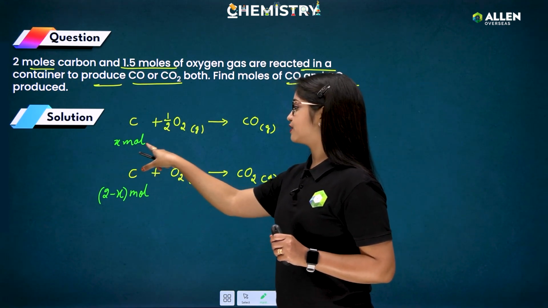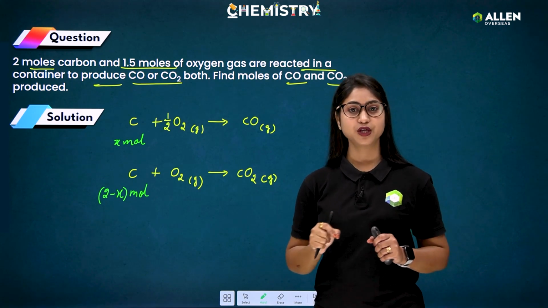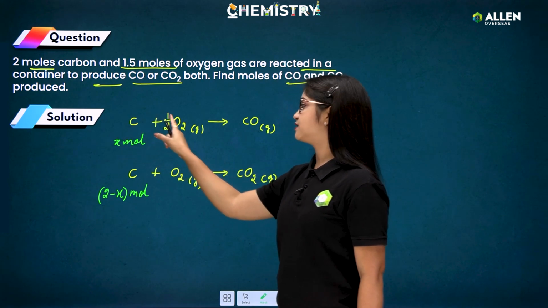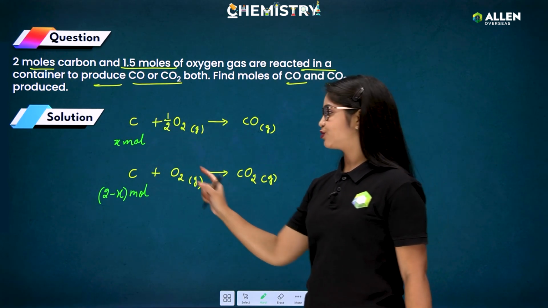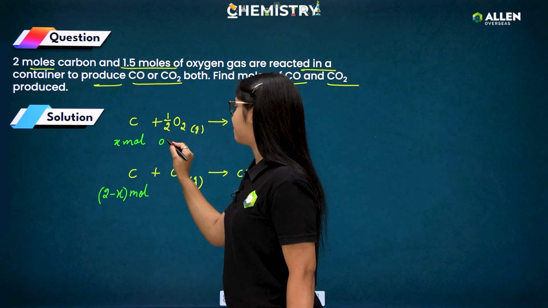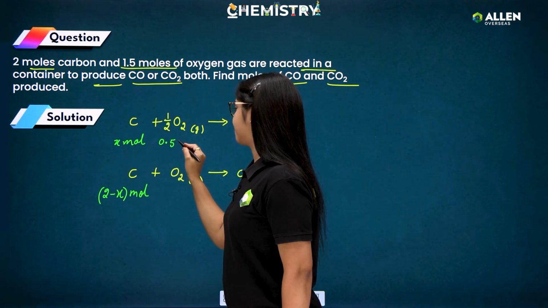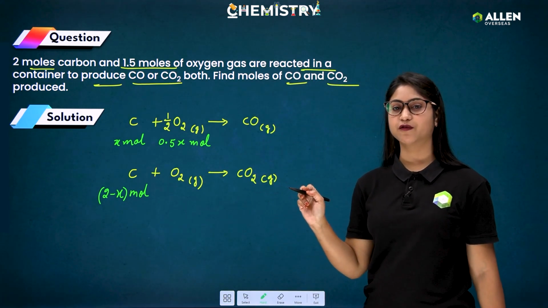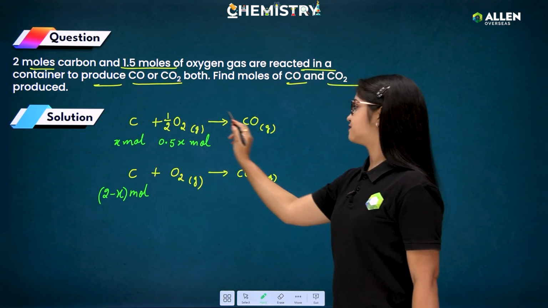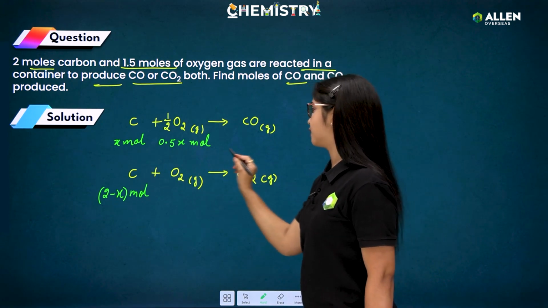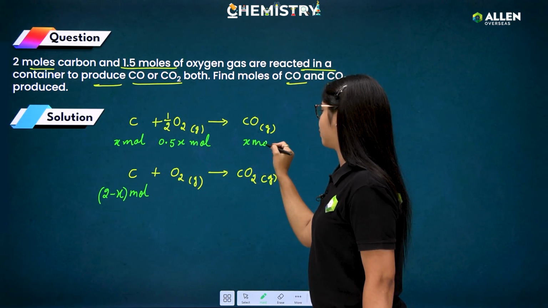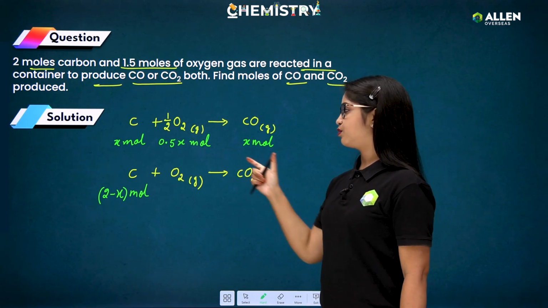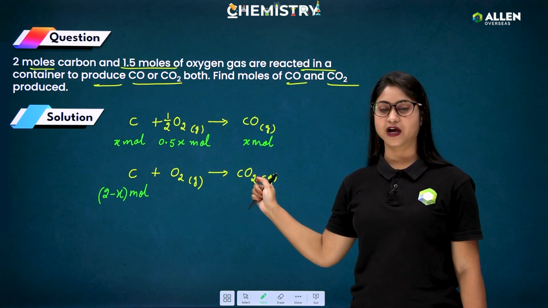Now, with respect to this X, how much oxygen will be used in this chemical reaction? You can see that 1 mole of carbon is reacting with half mole of O2, so X mole will be reacting with half X, that means 0.5x mole of oxygen. And how much CO will be formed? 1 mole of carbon forms 1 mole of CO, so X mole of carbon will form X mole of carbon monoxide. These are the moles based on the X mole of carbon.